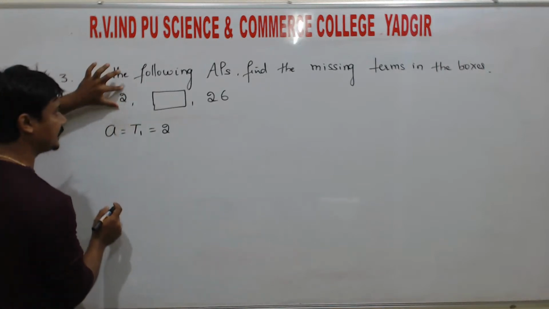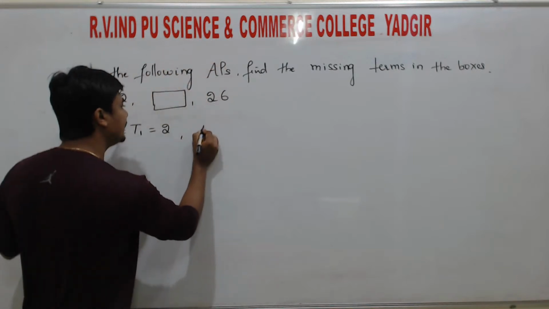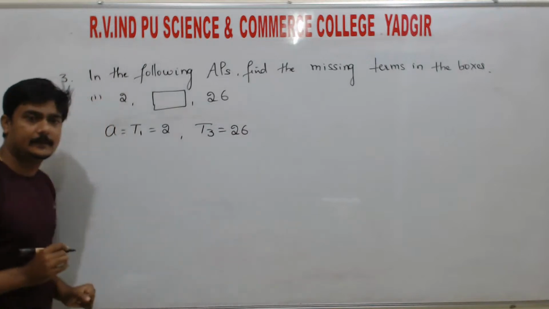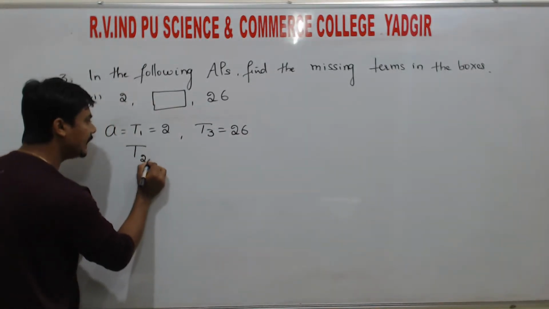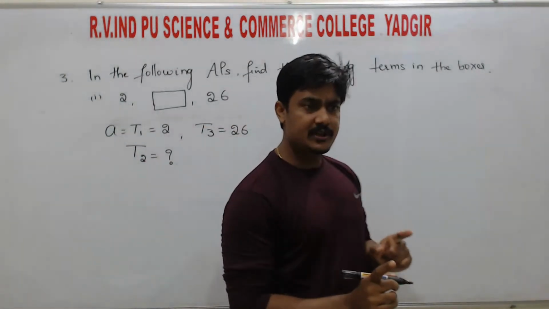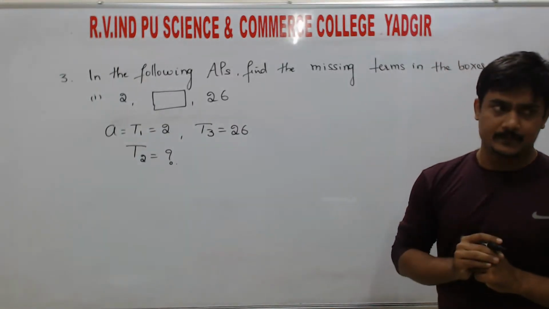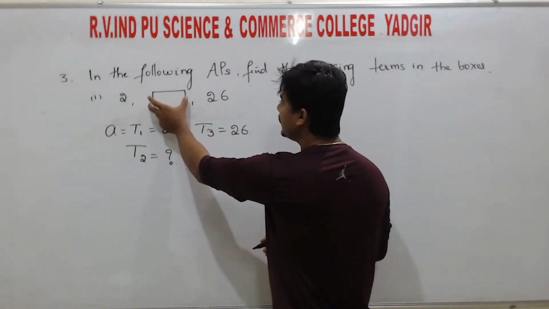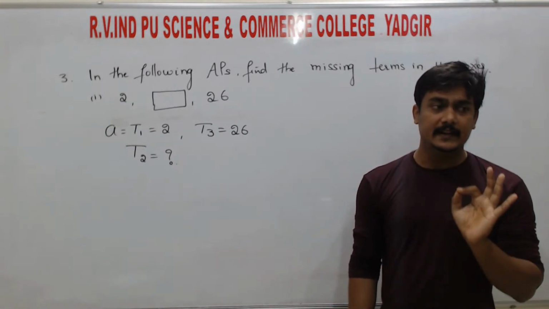Next, first term is given, second term we need to find out, and third term is given, T3 is given as 26. What is asked us to compute? We are asked to compute T2. Keenly observe the question. We are asked to find out the missing term in the box. So in this box, missing term is nothing but our second term. So in this question, we need to compute T2.